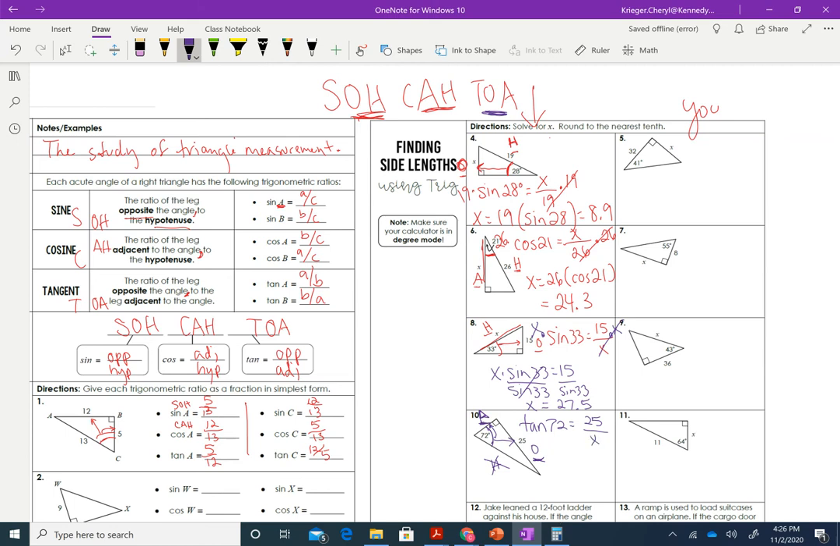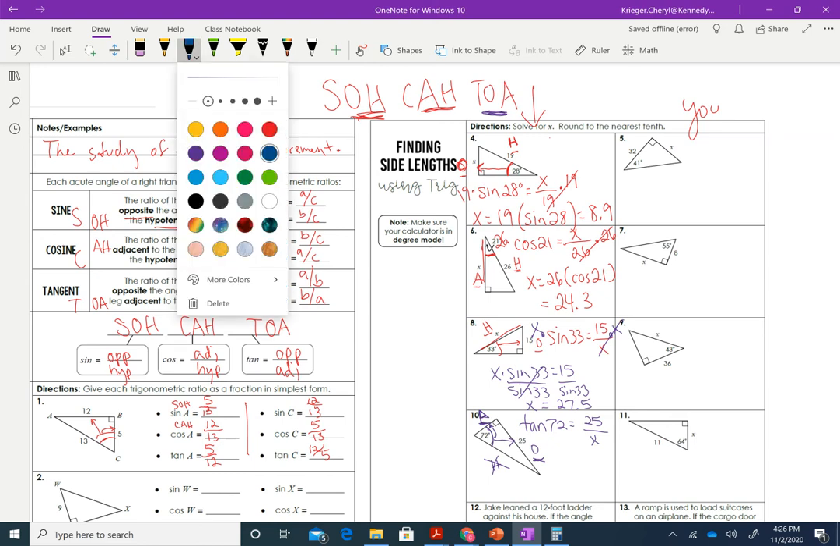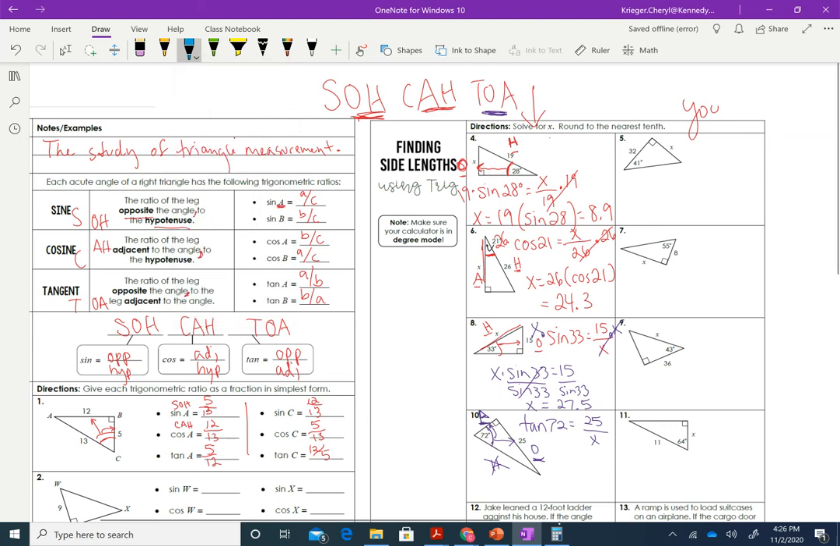So this is another one where my x is in the denominator, so I have to get it out. I will multiply by x on both sides. So that's x times tangent of 72 equals 25. And then divide by tangent of 72 on both sides to eliminate our tangent of 72. We get x equals 25 divided by tangent of 72.